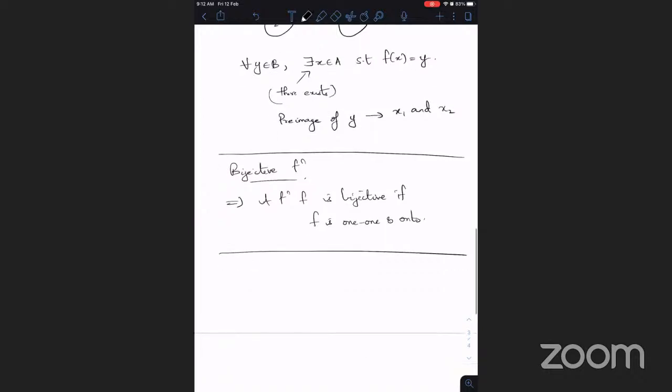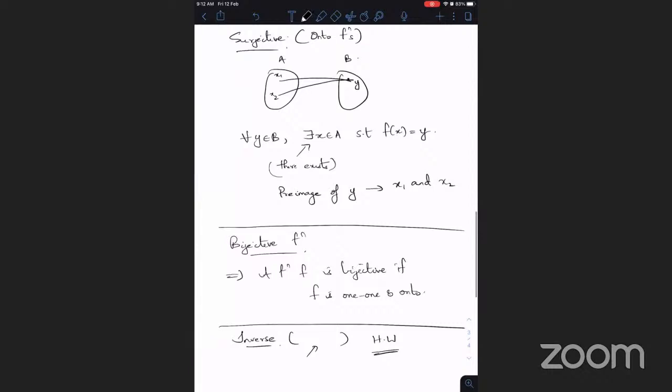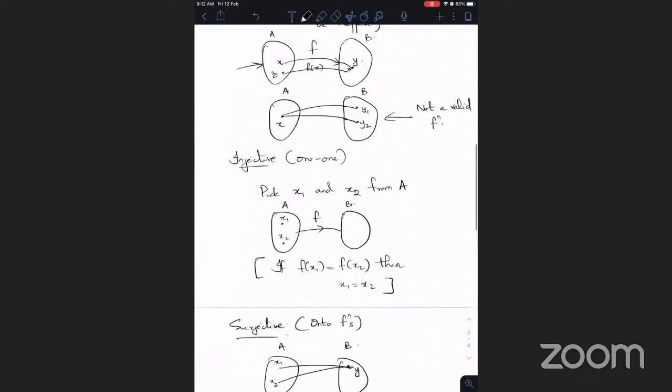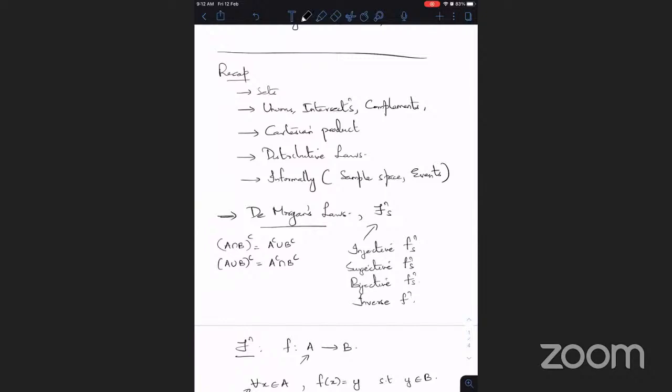Okay. So inverse is something which I would encourage you all to find out. Do let me know in the next class what inverses are and when they exist. So this is a homework. Okay, so that's all about functions. And so that's it for the recap as well, I guess.